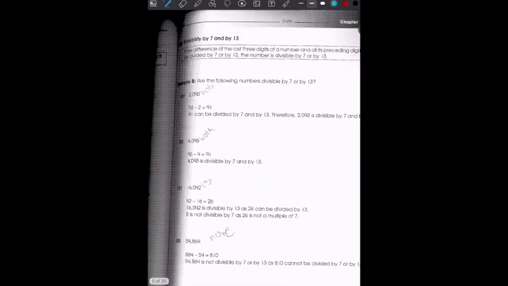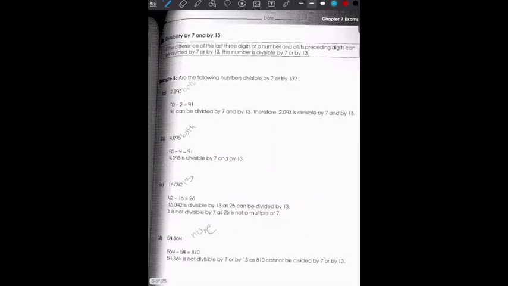Now we're going to talk about divisibility by 7 and by 13. And so if the difference of the last three digits of a number and all its preceding digits can be divided by 7 or 13, the number is divisible by 7 or by 13. So this is a little confusing because it has a lot of steps involved.